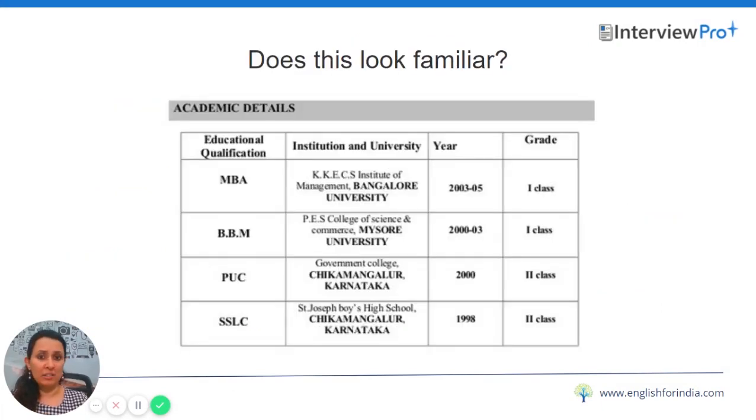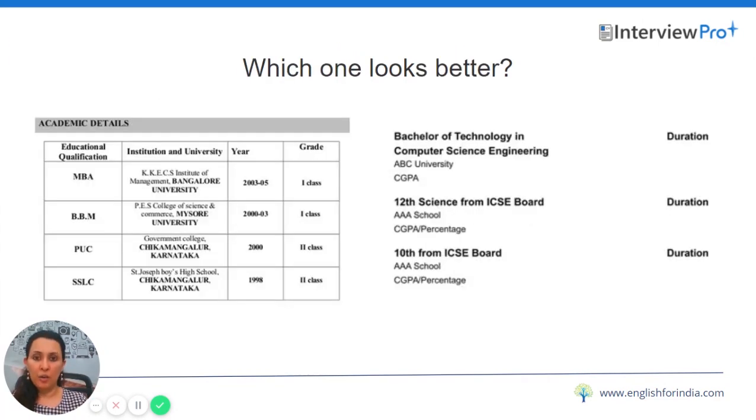Does this look familiar? Is this how you show your academic details in your resume? Now, this is a very standard resume design that most students use when they're talking about their education qualification. However, if you look at the second one on the right hand side, that highlights your skills better, it looks cleaner and neater. So it is advisable to use the second option as compared to the first one.